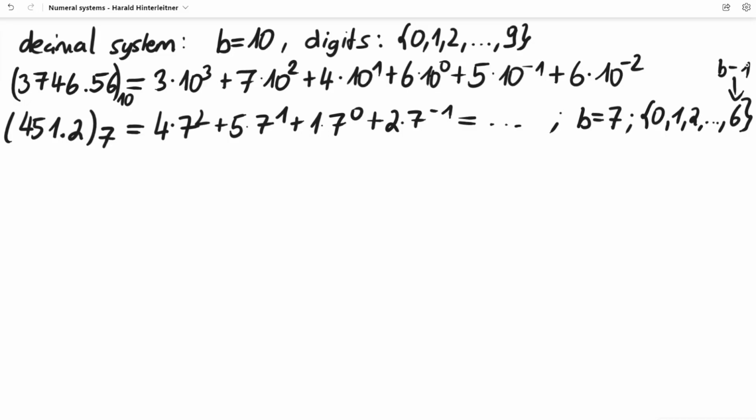So for a base which is smaller than 10, we can do it like here. If you have a base greater or equal to 10, we need new names or labels for the digits. And you will see this later. So then we will use letters like A, B, C, D. So before we come to that, we consider the so-called binary system. So here is the decimal. The next one is the binary system.